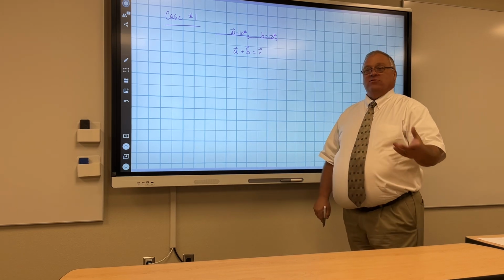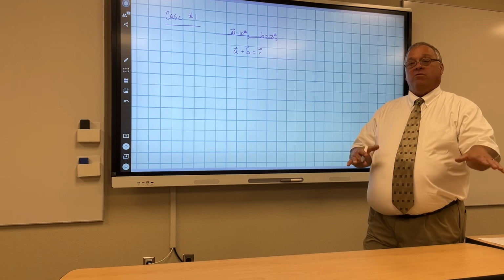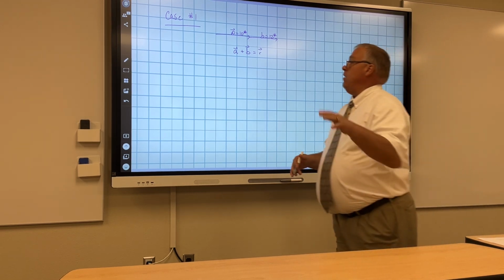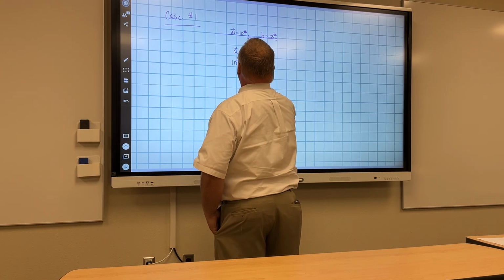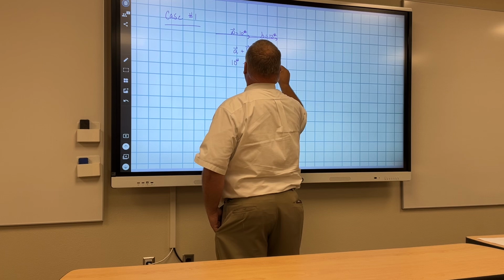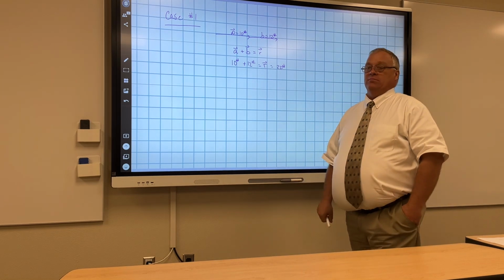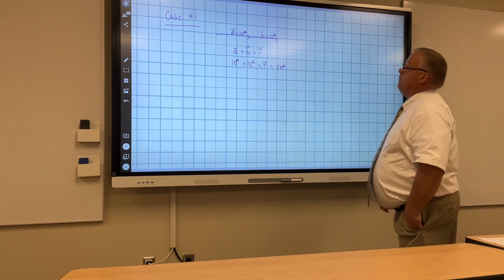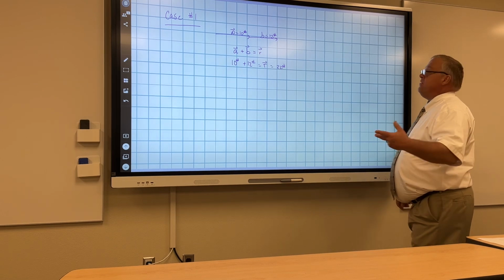Can I add these directly? Yes, they're working in the same direction, okay, along the same plane. So 10 pounds plus 12 pounds is equal to my resultant vector of 22 pounds. Now, that's not a complete description, okay? Because a vector has to have magnitude and direction.